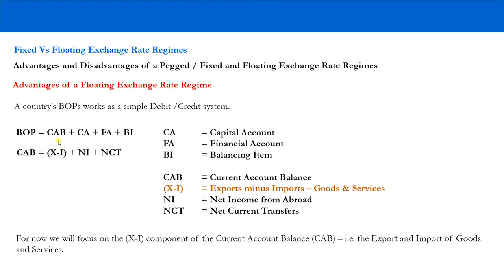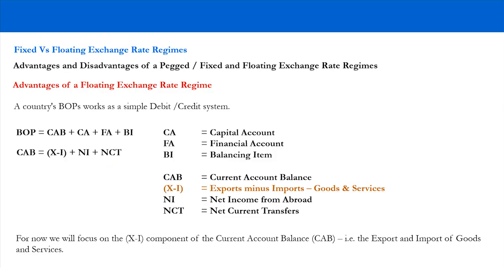We basically have a few components that are important. We have the current account balance, the CAB, and the CAB is exports minus imports, and that's for all goods and services, plus the net income from abroad, plus net current transfers. So the balance of payments, one of the main components is the CAB, the current account balance, which is made up through net exports or imports, net income from abroad, and net current transfers.